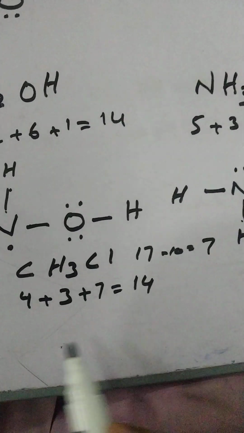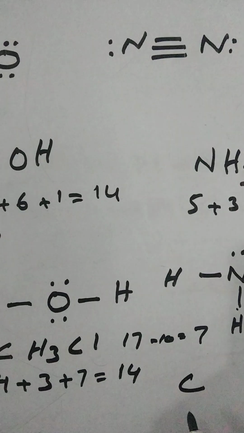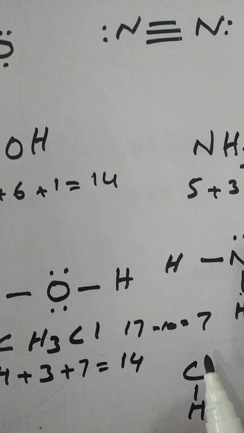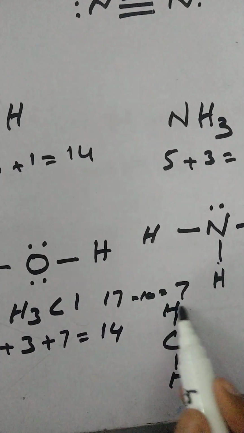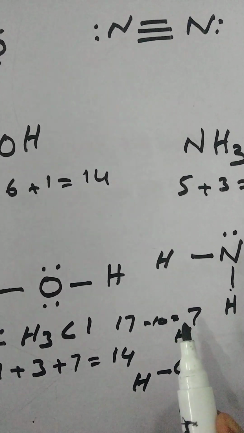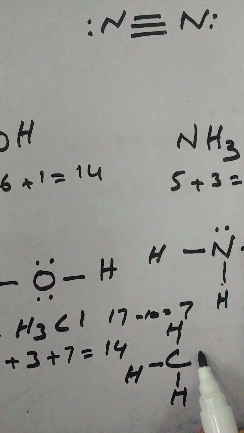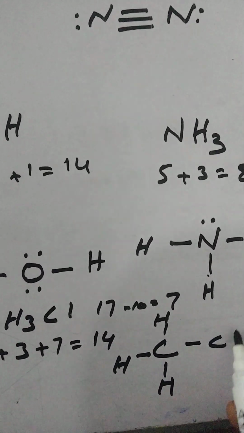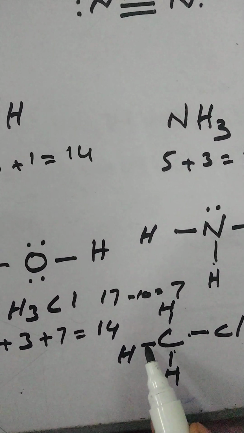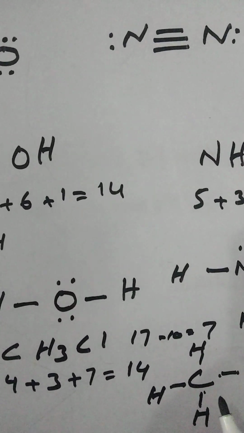First of all we will put the carbon in the center, then we will draw hydrogen, and one more hydrogen, and one more hydrogen. Now we have given 1 2 3 hydrogens as required, and after it we will put chlorine over here. Now 1 2 3 4 5 6 7 8, carbon and hydrogen have completed their duplet and octet.